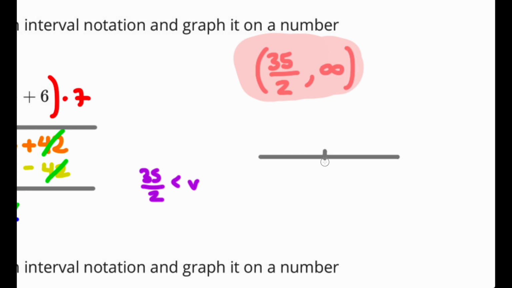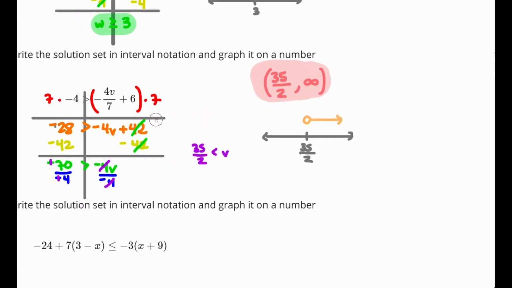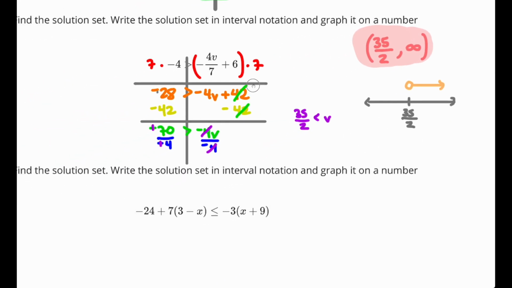Okay, on the number line, we're going to put 35 over 2 on that. We're going forever to the left, forever to the right on the number line each time, so make sure you include those arrows. And the smallest that we're going to get is 35 over 2, and we're not including it, so it's going to be an open circle, and then it goes forever to the right, and you get the answer graphed. So you have the inequality, the interval notation, as well as the graphing for that answer.